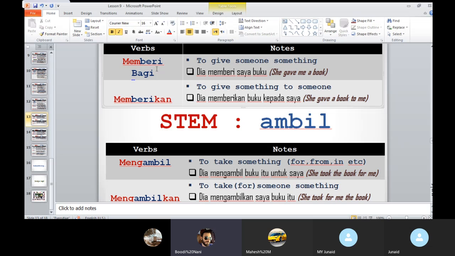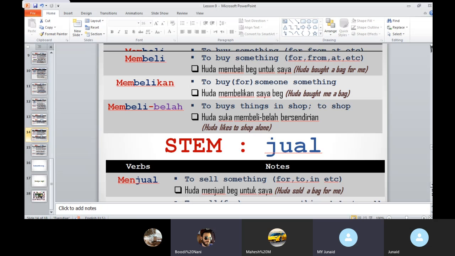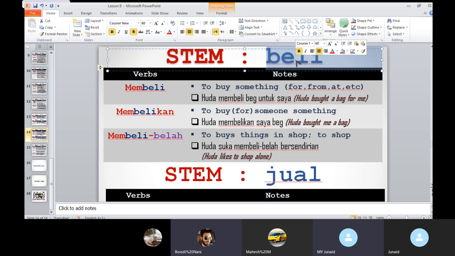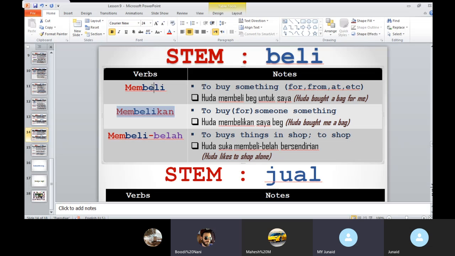So, next one. We have beli. Beli means to buy. We have membeli and membelikan. So the same rule again. Membeli is to buy something for someone. Membelikan is to buy for someone something.